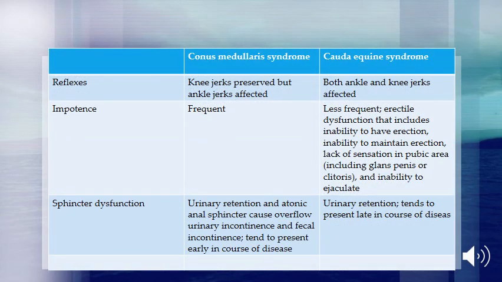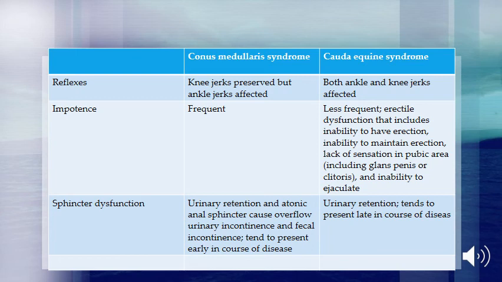Reflexes: the knee jerk is preserved in conus medullaris, but the ankle jerk is affected, while in cauda equina, both ankle and knee jerks are affected. Impotence is frequent in conus medullaris, while it is less frequent in the cauda equina. Erectile dysfunction includes inability to have an erection, inability to maintain an erection, lack of sensation in the pubic area including the glans penis and the clitoris, and inability to ejaculate.